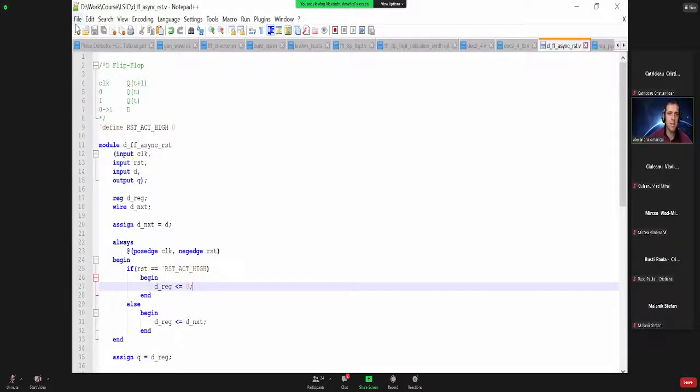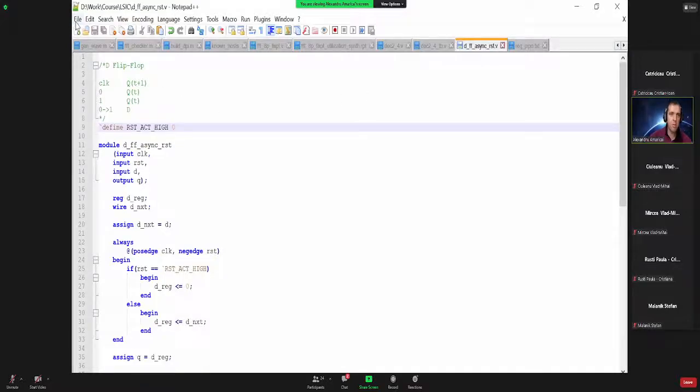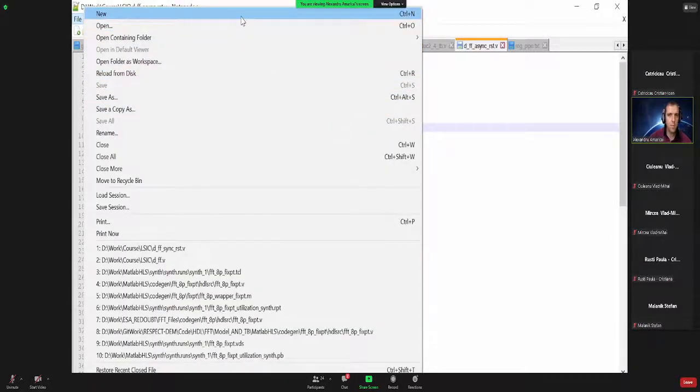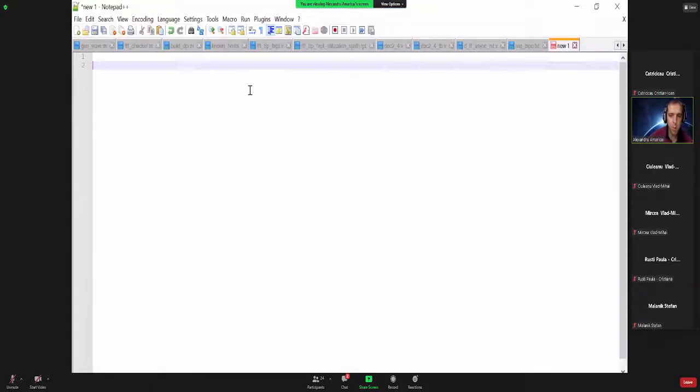So just an example, and these three examples I would like you to simulate on your own, to have a little bit of hands-on experience. Let's have a very simple counter which counts. I'm giving you 1, 2, 3, 5, 7, and then it goes to 0. So I have this counting sequence.